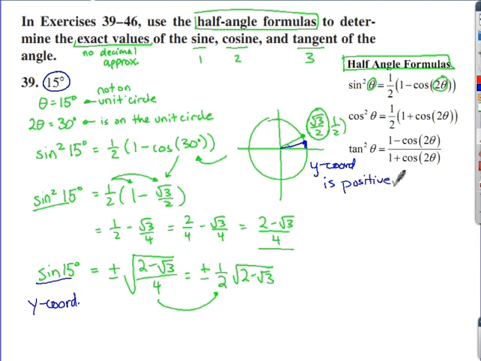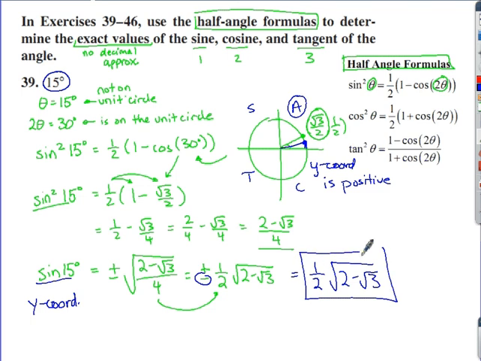Or if you remember the All Students Take Calculus rule, all ratios are positive in the first quadrant, so sine must be positive. It's a long way of saying we don't care about the negative. It can't be negative, it has to be positive. So let's write the final answer as 1/2 times the square root of 2 minus √3.